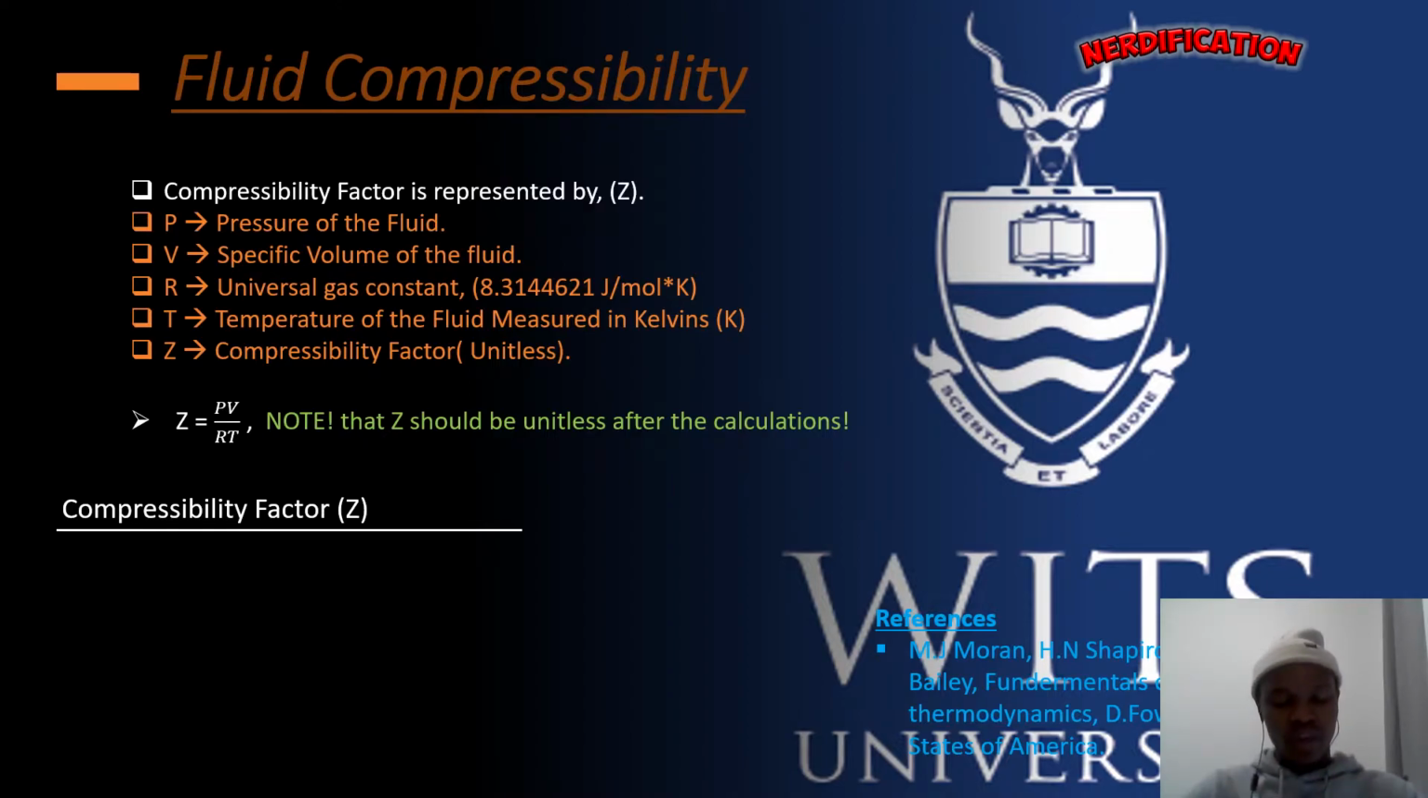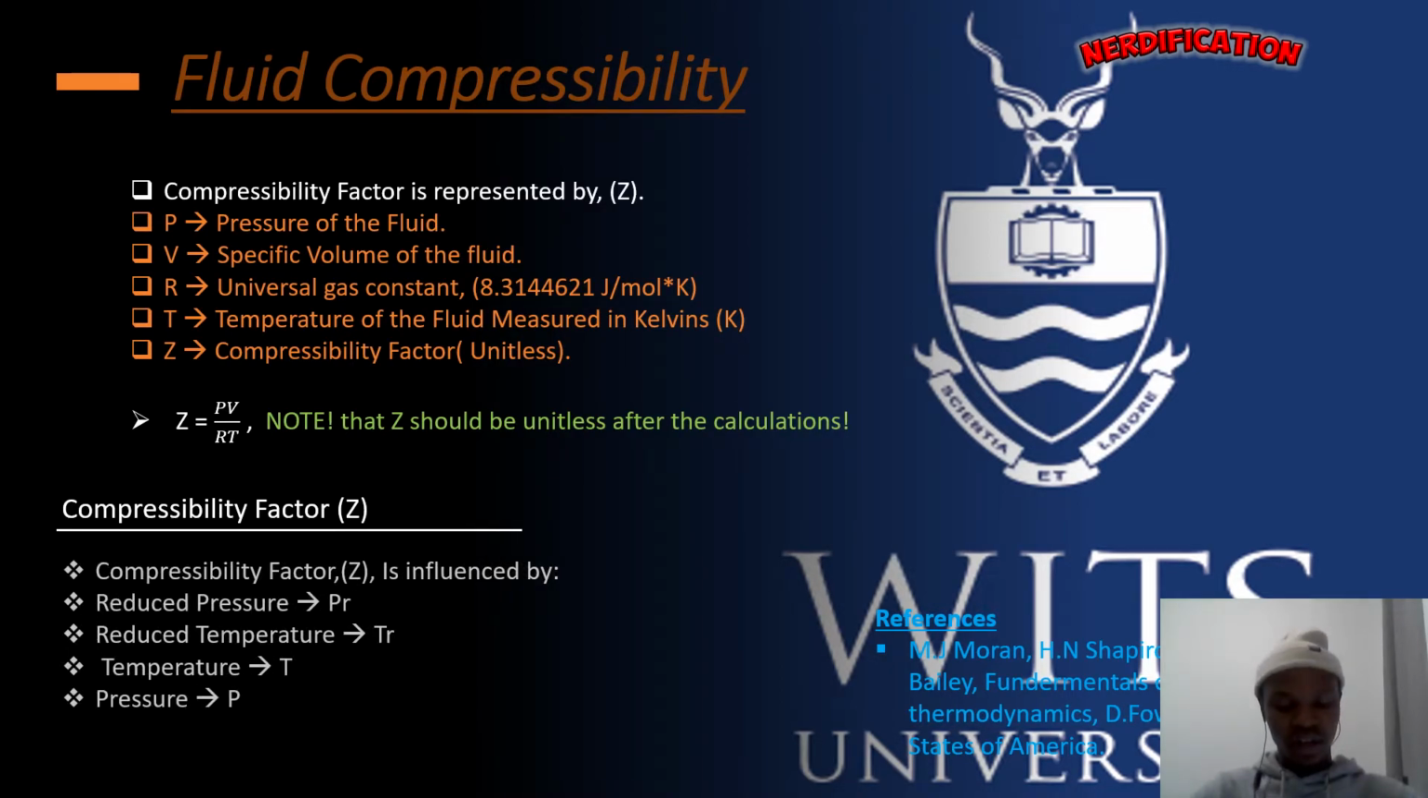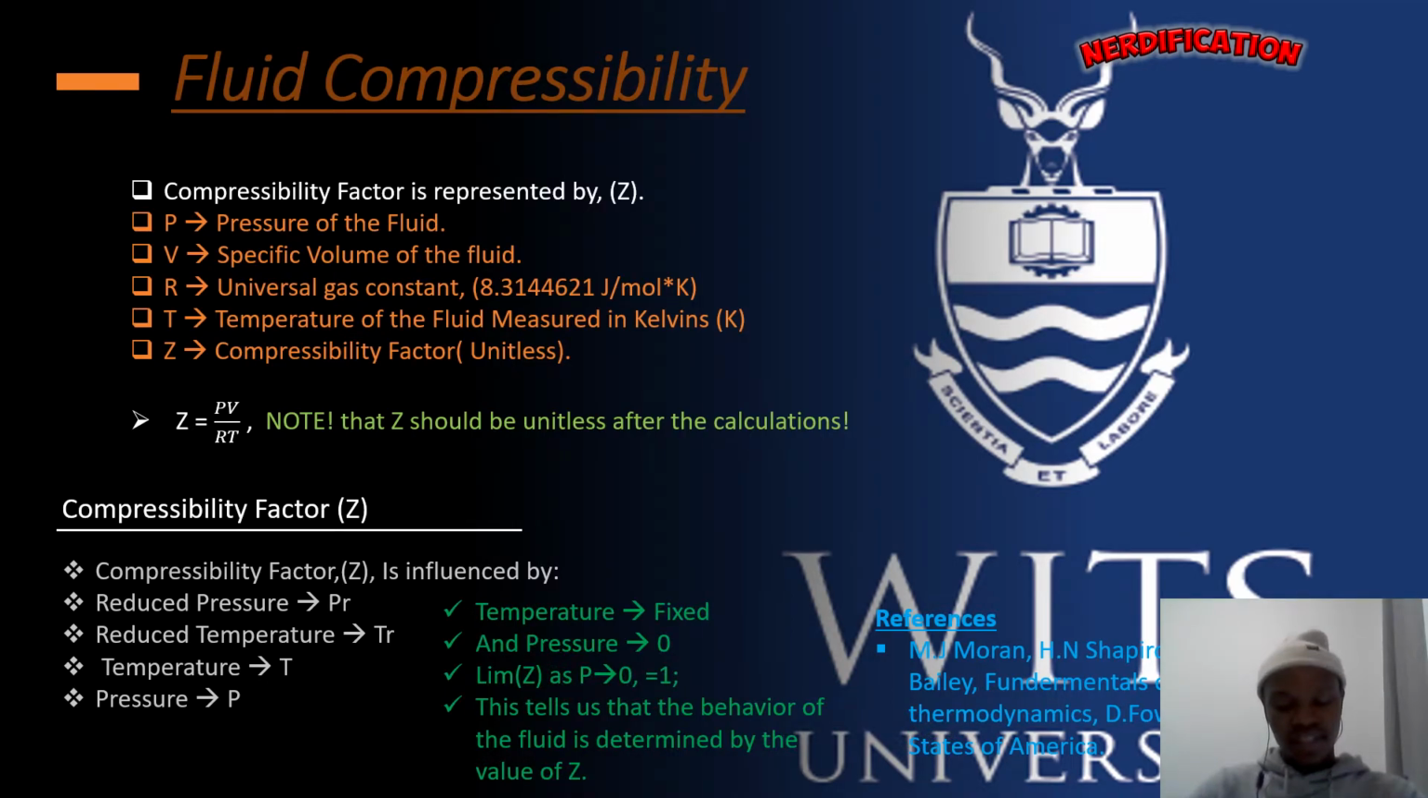From this, we have to note that compressibility factor Z is more influenced by reduced pressure, which is PR, and reduced temperature, which is TR. From the compressibility chart, that's where we will extract the value of Z after calculating our PR and TR. We have to note that Z, when temperature is fixed and pressure approaches 0, the limit of Z will be equal to 1. Thank you.